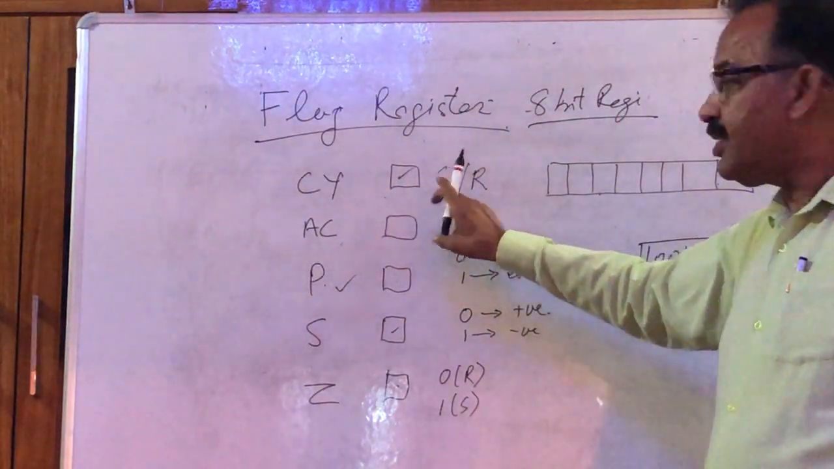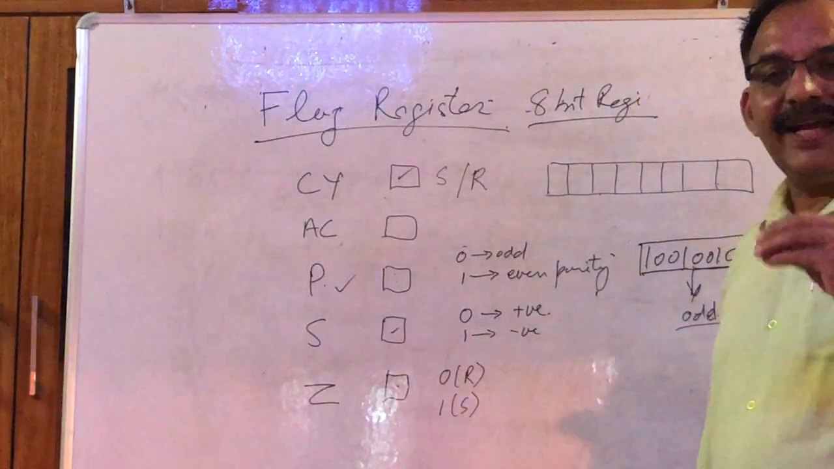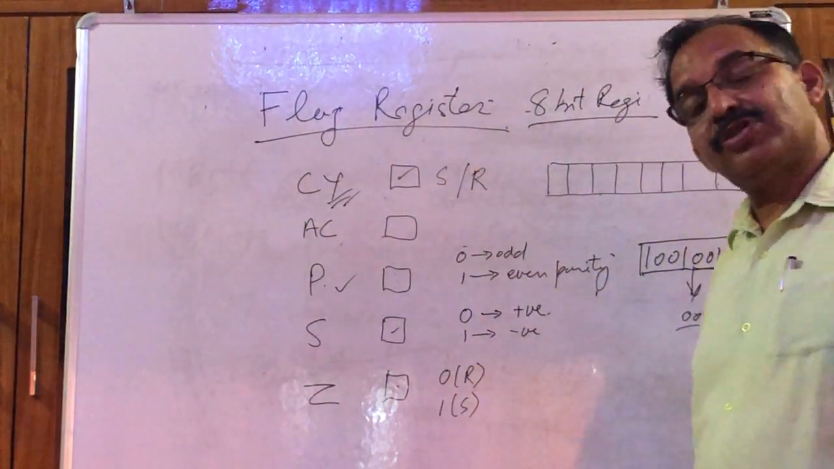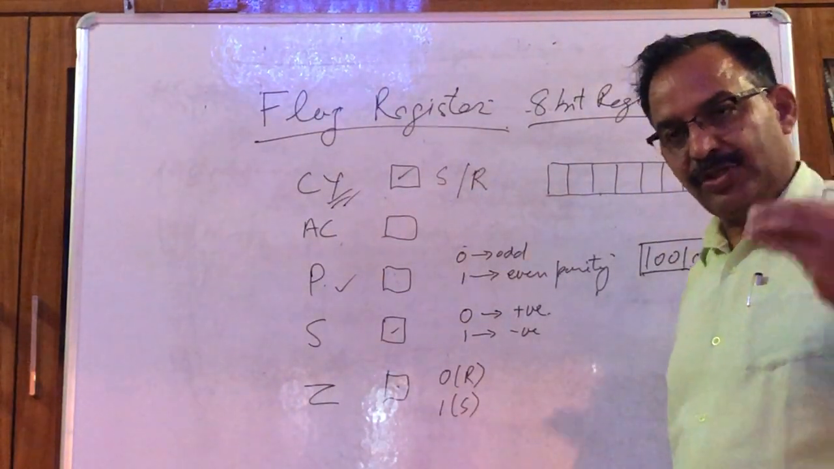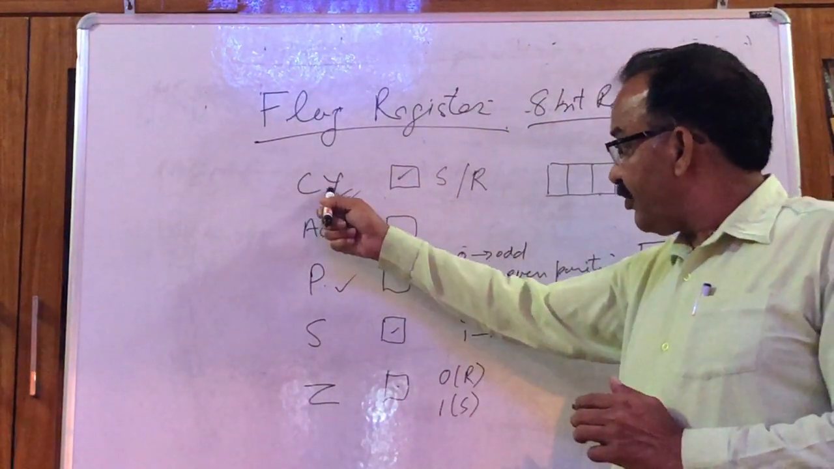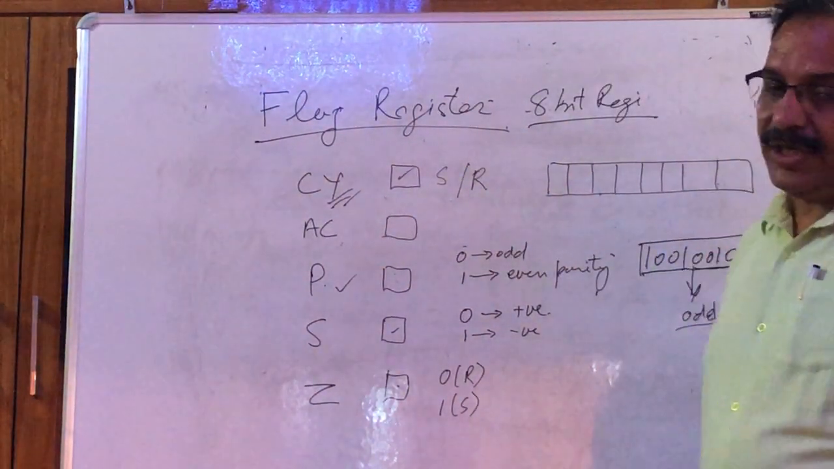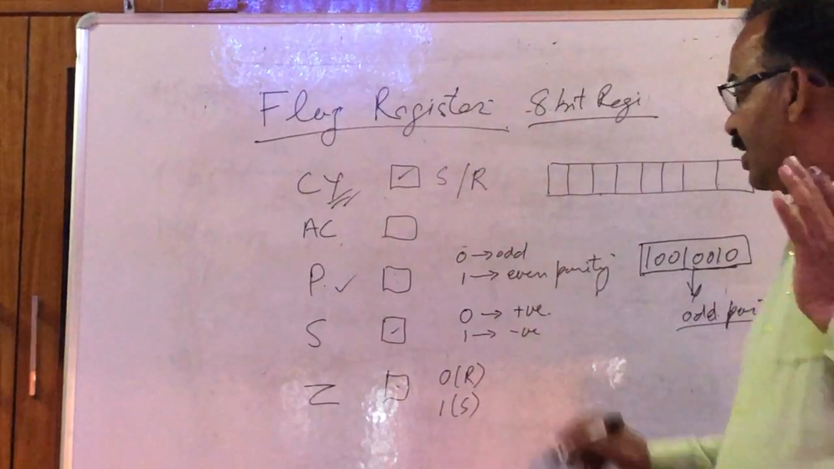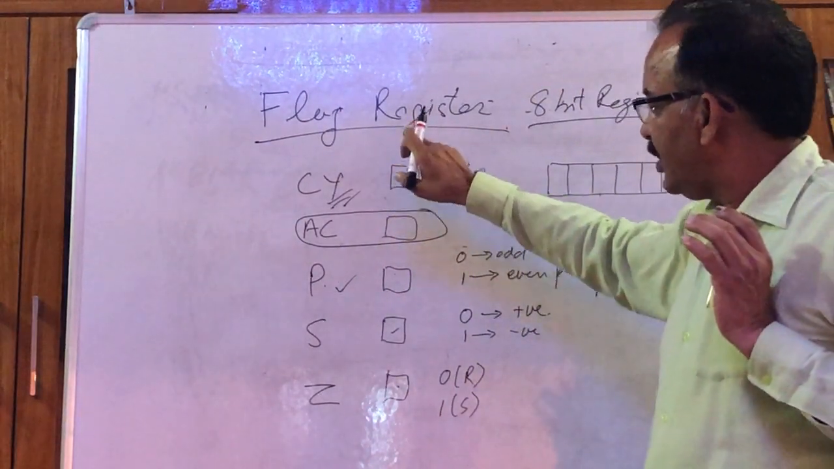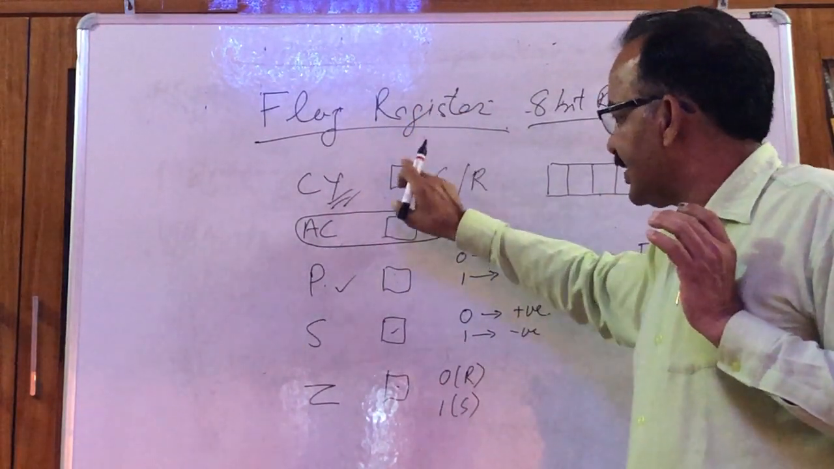Right? So the carry flag represents whether there is a carry during an addition operation. This carry also represents borrow in case of subtraction. When a subtraction operation is there and we have to take a borrow for subtraction, then again this carry flag will be set. So this carry represents carry in case of addition and borrow in case of subtraction. If carry generates, then it will be set to 1. If borrow generates, it is set to 1. If carry does not generate or borrow is not required, then it is set to 0.